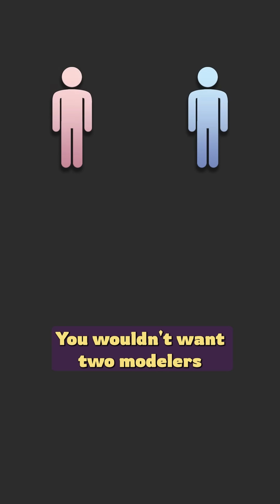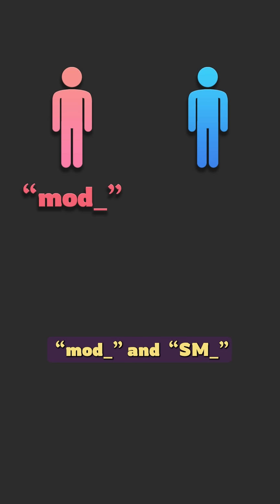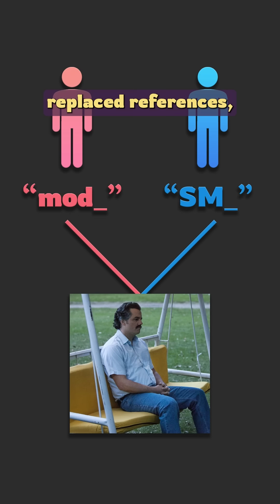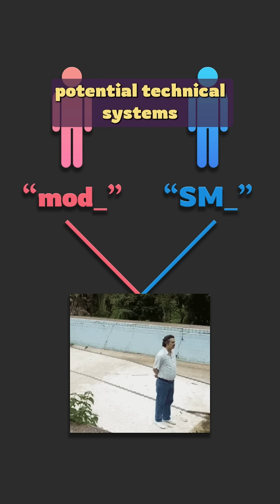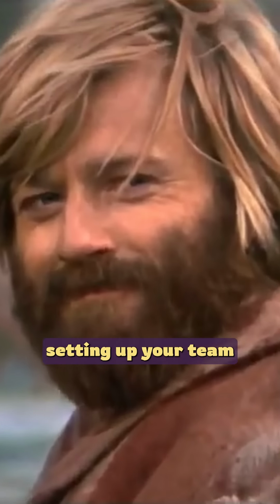You wouldn't want two modelers using separate naming conventions like mod underscore and sm underscore because it could screw up replaced references, muddy organization, and break potential technical systems your engine has in place for sorting these types of things. You want to make sure that you're setting up your team for success.